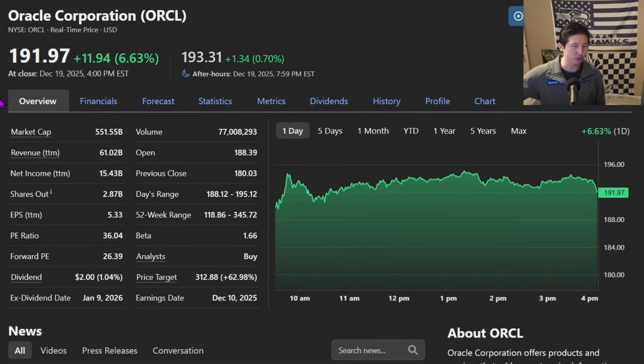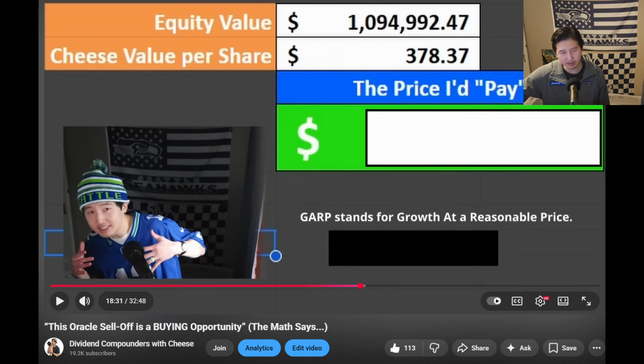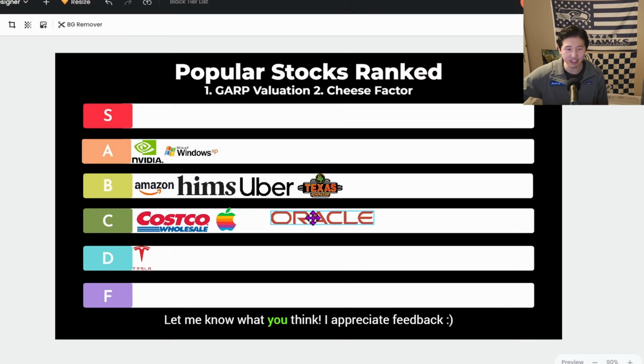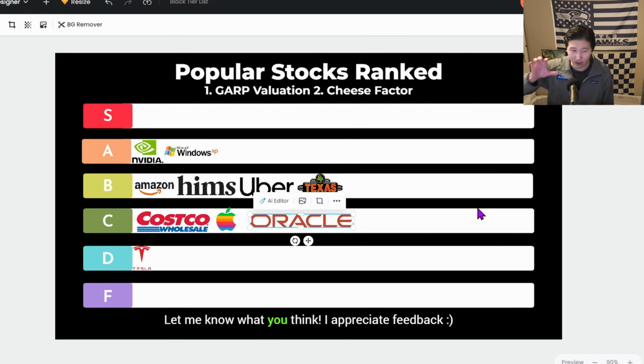Their current trading multiple is a 36. Forward trading multiple is a 26. And when it comes to the GARP formula, it says that Oracle should be valued at $378 a share, especially considering their backlog is $500 billion of potential revenue that hasn't been realized yet. So they're undervalued by quite a lot. $378, they're currently $190. Sometimes they're like $170, $180. No matter how you look at it, this company is massively and severely undervalued.